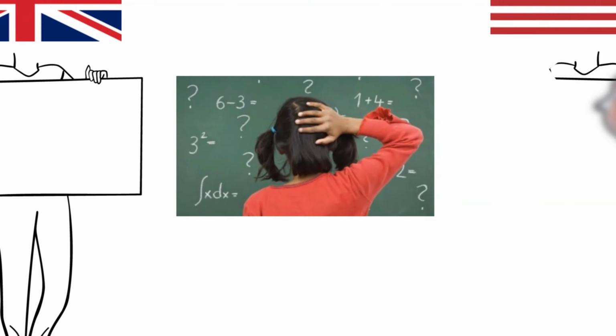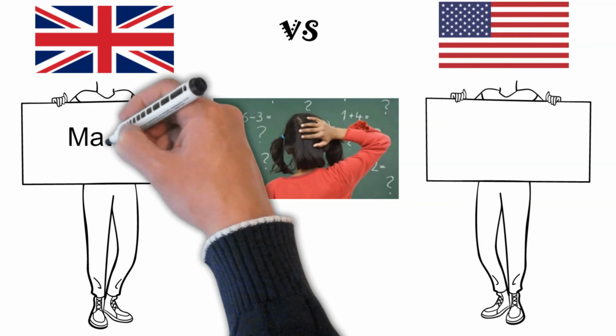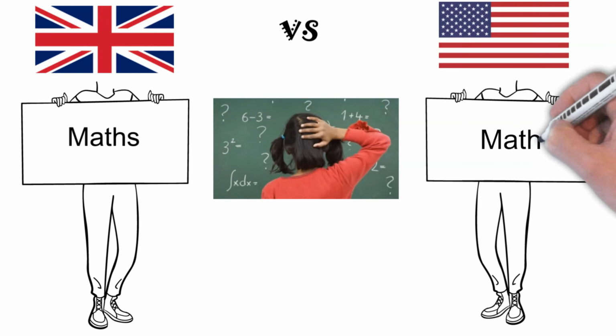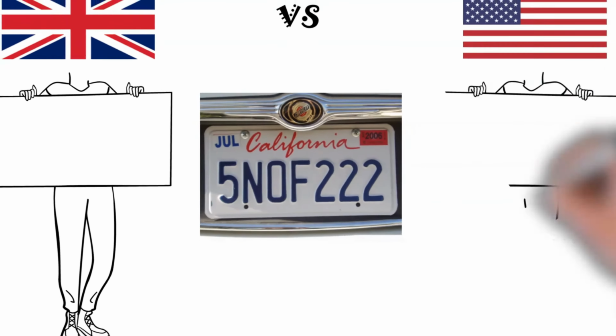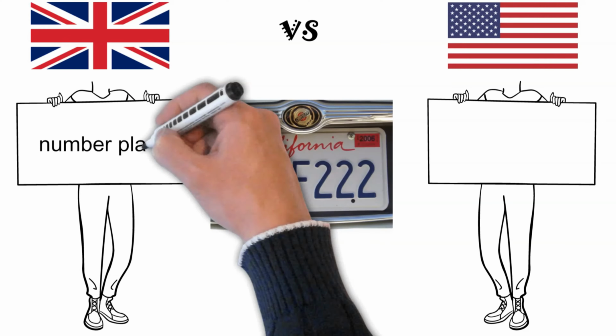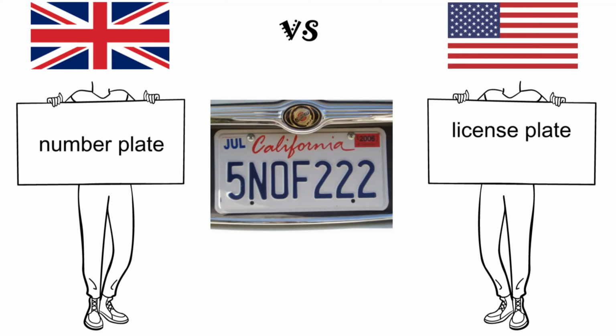Now let's look at this. In British, we call it maths. In American, we call it math. Now, as you can see, we have a plate. It's not just an ordinary plate, it's a plate with a number on it. In British, we call it number plate, because it has numbers. In American, we call it license plate because we have a license on it.